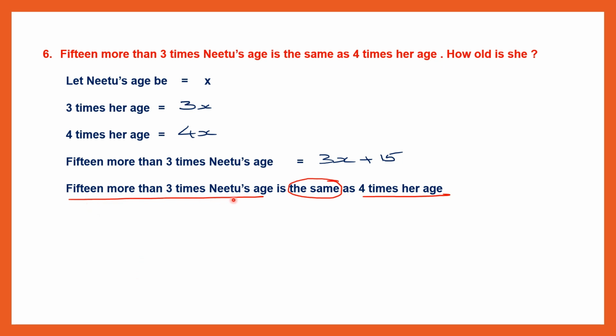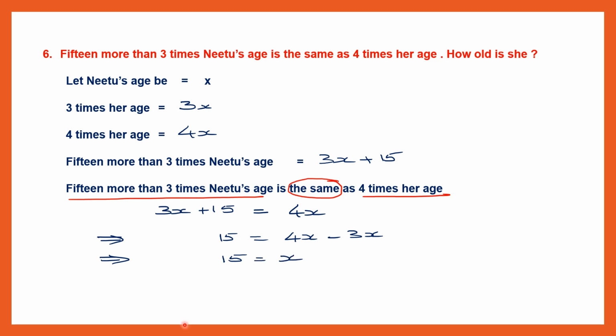So 15 more than 3 times Neetu's age is this, 3x plus 15, and same means equal to, and 4 times her age is 4x. We have it here, 4x. So let's write that 4x. Now we can simplify this equation. Here you can get all the x terms to one side, either take this 3x there or bring that 4x here. So this time let's take the 3x to the other side. So here we have 15. So here 4x, and when you move this 3x it becomes minus 3x. So we have 15 here, and 4x minus 3x is 1x, so x.